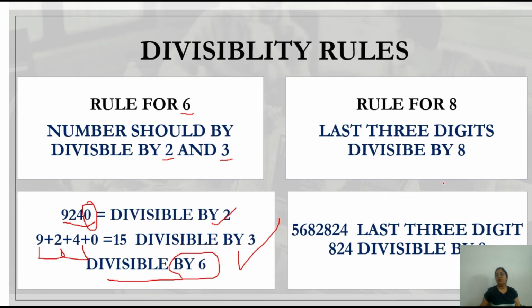Rule of 8. To check the divisibility rule of 8, we will check that the last 3 digits of a number should be divisible by 8. So in this big number, we will check the last 3 digits. This is 824. Yes, it is divisible by 8. 8 ones are 8, 0 and then 8 threes are 24. So it is divisible by 8. So this whole number is divisible by 8.